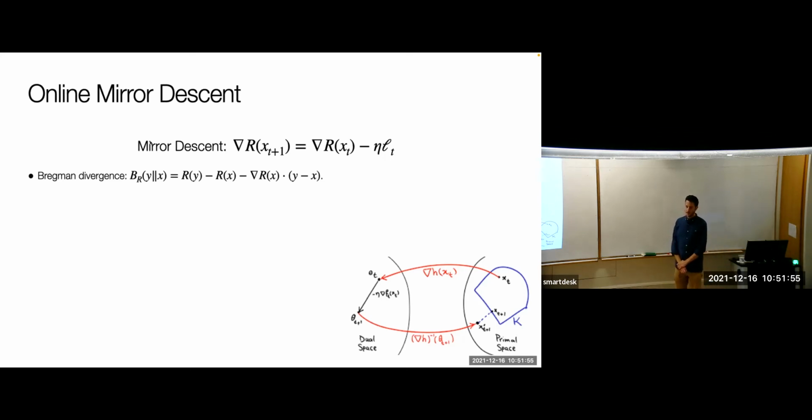To analyze mirror descent, we need to consider this quantity, the Bregman divergence, which you can think of as a distance function between some y and x. It's the difference between R at y and the linearization of R at x, evaluated at y. So it gets larger as R has more and more curvature.